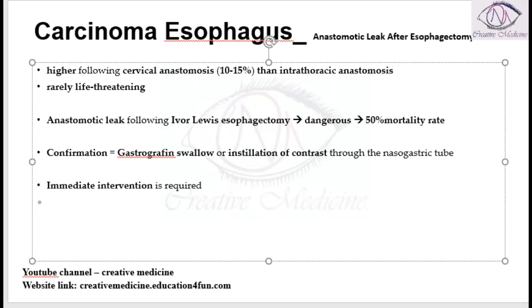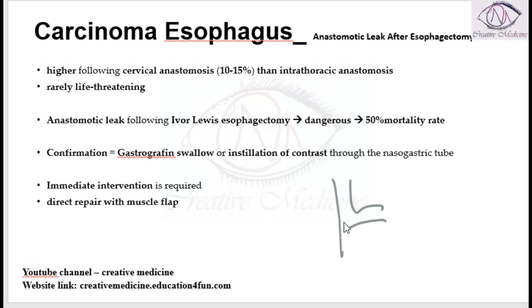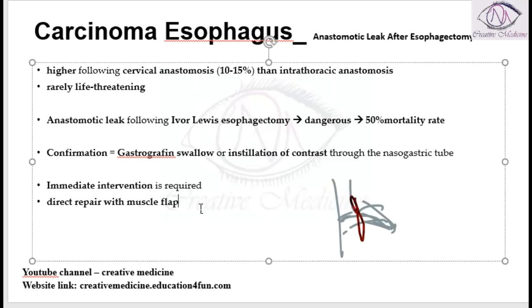Immediate intervention is required, where a direct repair is done by putting a muscle flap over the leaked portion. If this is the portion where it is leaking, you put a muscle flap over it like this. The hole will be repaired, and wide drainage should also be done whenever necessary.